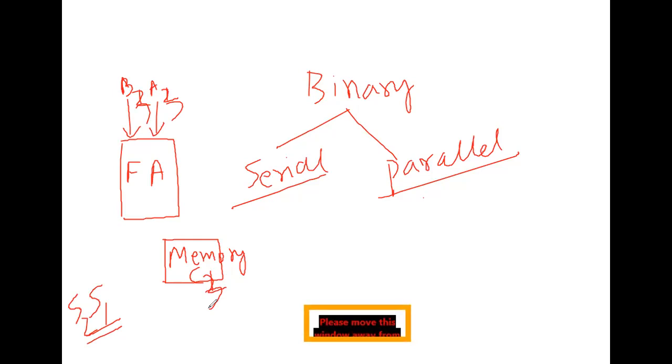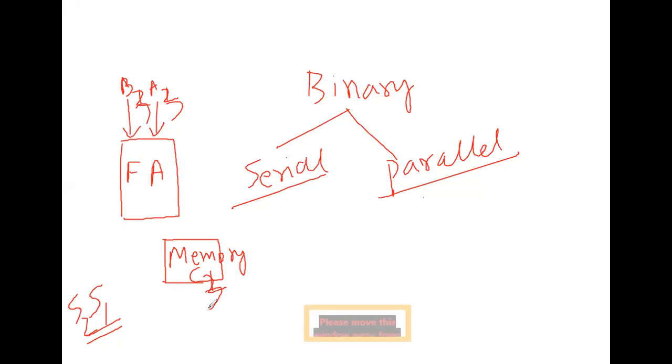But if you go for parallel, as we discussed previously, at a time the inputs will go. So in parallel, how many full adders will be required? Same as the number of bits. For 4 bits, four full adders will be required. For n bits, n full adders will be required. So this is the difference between serial and parallel. Both you can design, right?